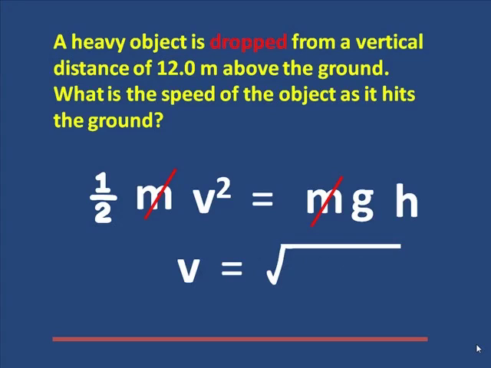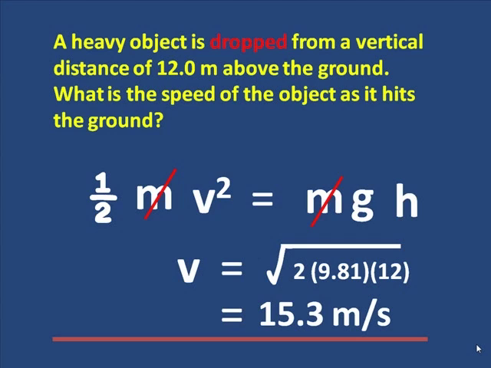And we put the numbers in, and we have 2 times 9.81. Now notice I'm using 9.81. It seems to be a more accurate number for the constant g. And if we're dealing with 3 significant figures, that's the one to use. You solve, and you get 15.3 meters per second.